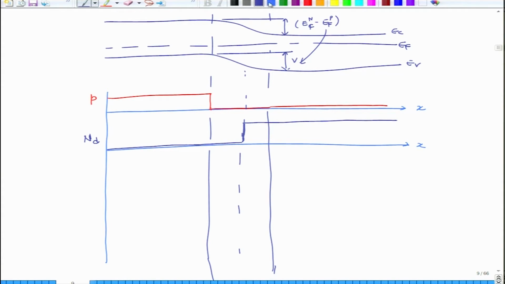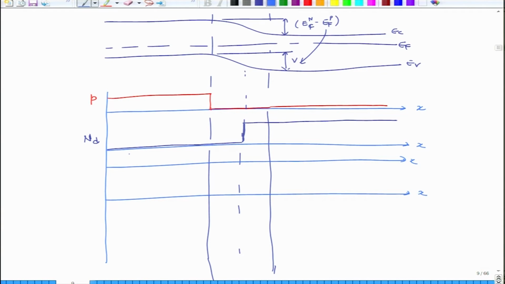Now if you do the same thing for holes and for electrons, so this electron concentration is like this, whereas the Na concentration, you can say, is very large in this region, okay.